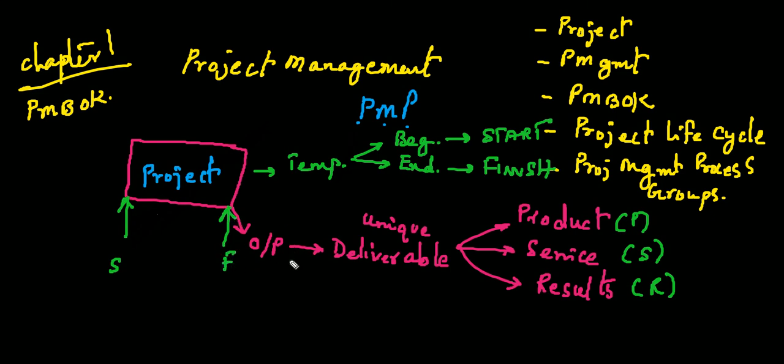which is used to produce an output. The output is in the form of a deliverable. It should be unique, not done before, in the form of product, service, or result. Hope this much is clear.